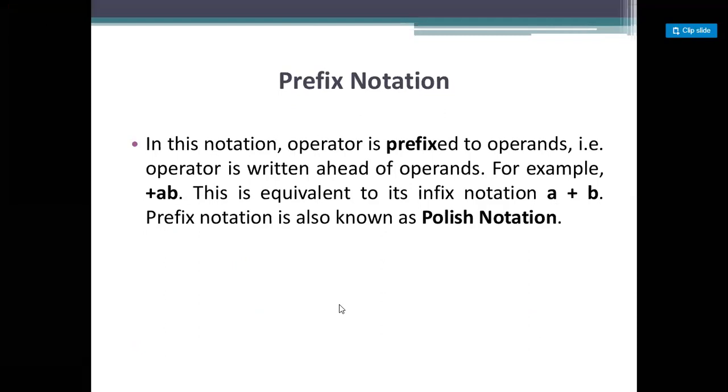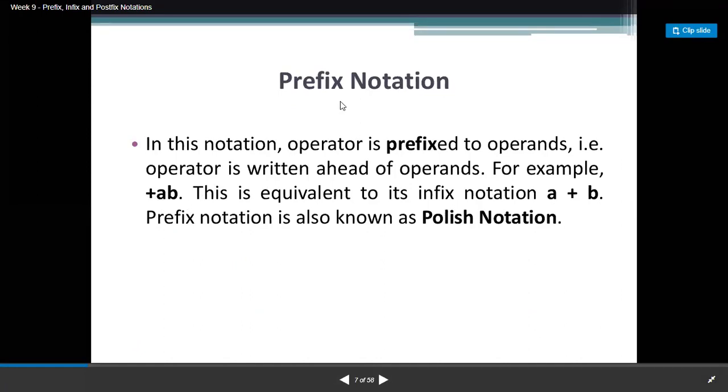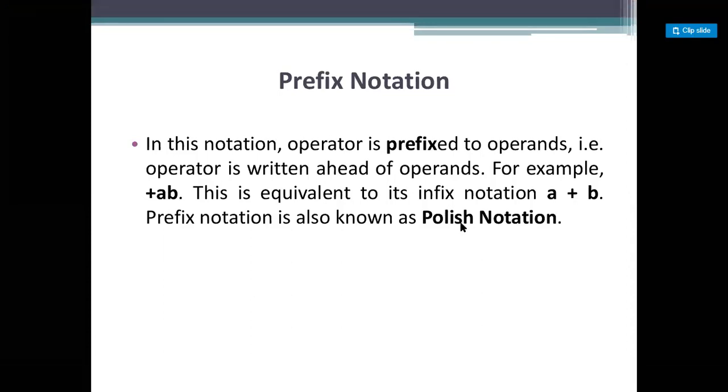In prefix notation, if you want to add two numbers, you will write plus AB. So basically the operator will be prefixed before the operands. And in infix notation, we write A plus B. This prefix notation is known as Polish notation, and this is a very important topic, but at the same time very easy. You can easily understand how this works.